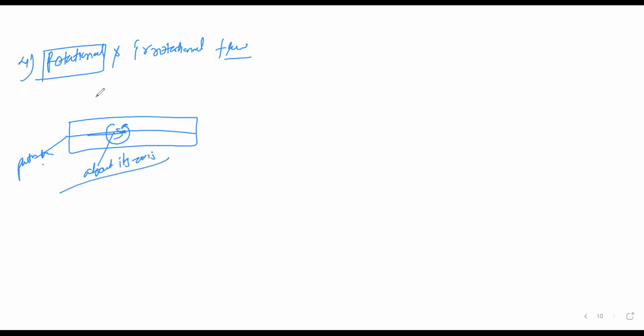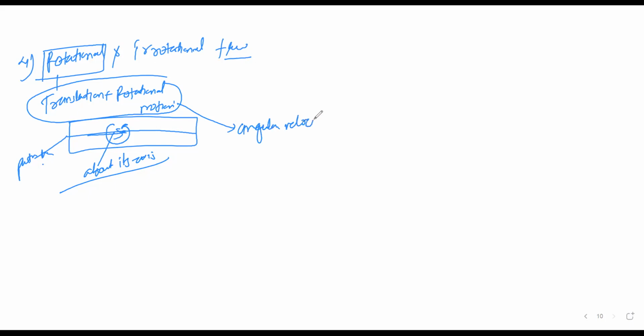that is known as rotational flow. Rotational flow means it should have a translation motion plus rotational motion. दोनों होना चाहिए. That should be a rotational flow. So rotational flow के लिए हम लोग use करते हैं formula angular velocity. We'll check that with the help of angular velocity whether they are in rotational flow or irrotational flow.